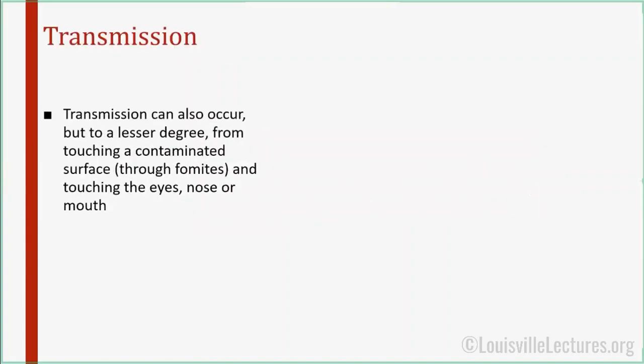Now, transmission can also occur, but to a lesser degree, by touching a contaminated surface. This is done through fomites. And touching the contaminated surfaces and then touching the mucous membranes of the eyes, nose, and mouth is another way of transmission.